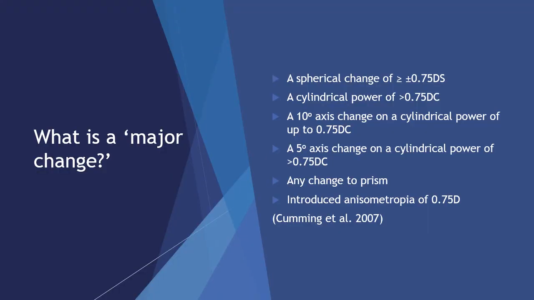So what is a major change? And this is a paper that's used very often in dizziness research and in spectacle lens research. It's by Cumming et al., 2007. And they defined a major change as a spherical change of over 0.75, a cylinder change of over 0.75, a 10-degree axis change on a small cylinder and a 5-degree on a larger cylinder, any change to the prism, and any induced anisometropia of 0.75 or over.